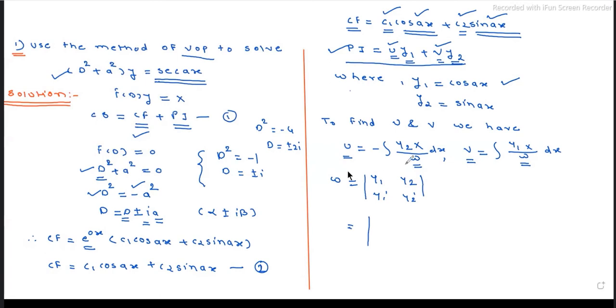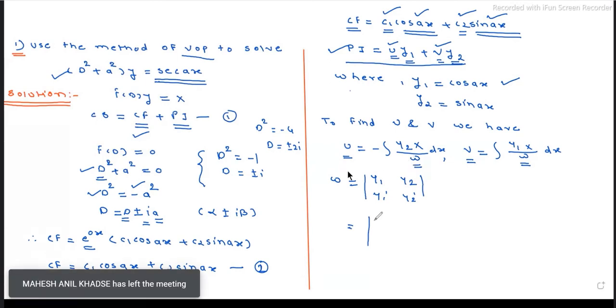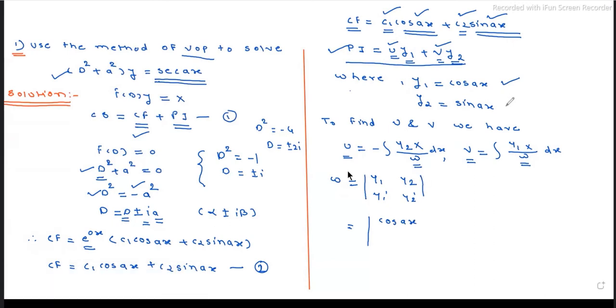Replace. Already we have considered y1 as cos ax. y1 is cos ax. Replace y2. y2 we have considered it as x. Okay, so write down y1 y2. In the second row, we need to write down the corresponding derivative. Derivative of cos ax क्या होता है? Derivative of cos ax is nothing but minus sin ax into derivative of ax with respect to x, which is a. Derivative of sin ax is cos ax into derivative of ax with respect to x, which is a.